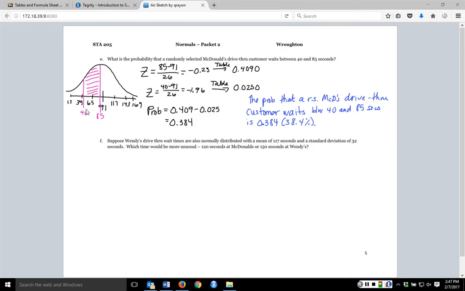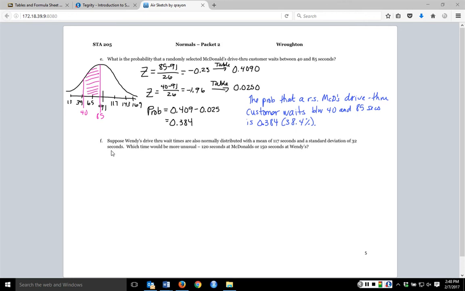So our picture, we're shading between 40 and 85. So we had to find each of our z-scores separately. So one for the 85, the other one for the 40. With both numbers, we went to the table. Then, since we were between, we had to take our two numbers and actually then subtract them, and should have got 0.384. So then last we're going to say our probability that a randomly selected McDonald's drive-thru customer waits between 40 and 85 seconds is 0.384 or 38.4%.